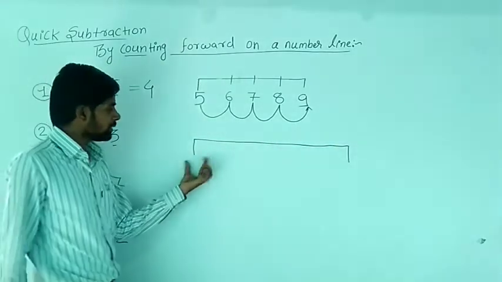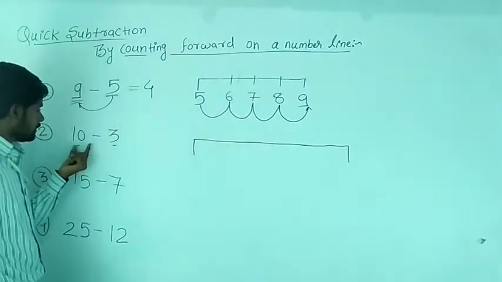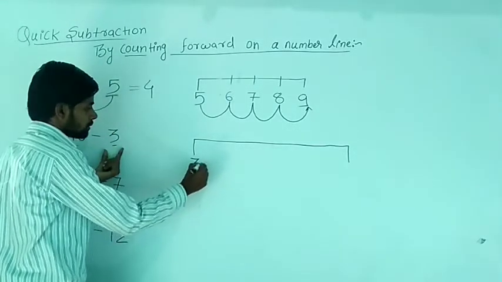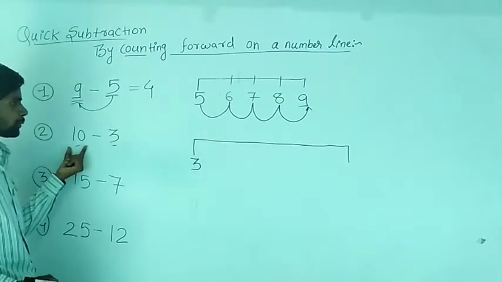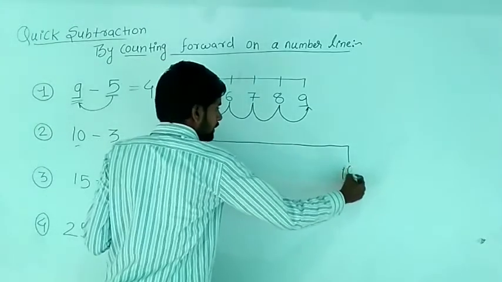Okay. That is the number line. Then we have to start from 3. 3 से start करेंगे up to till 10. I will write 10 here.